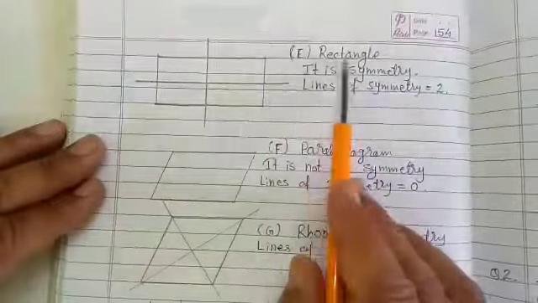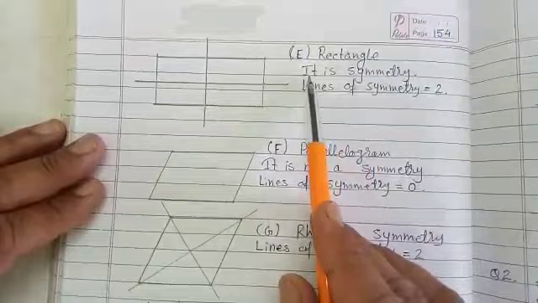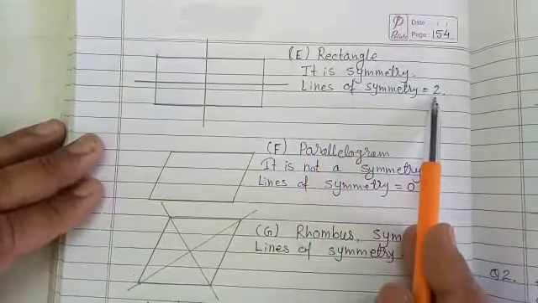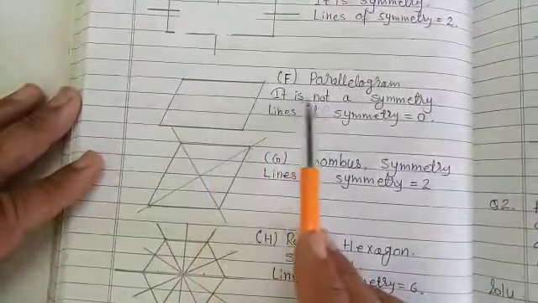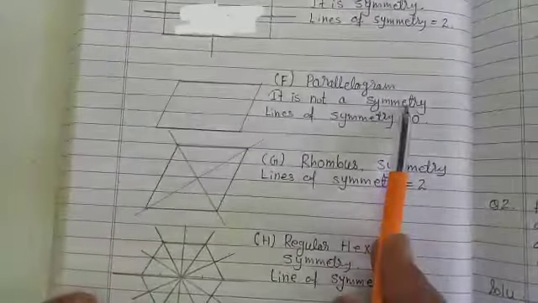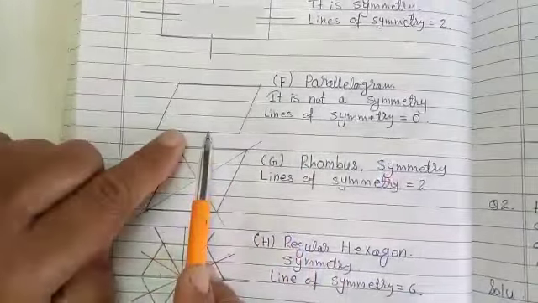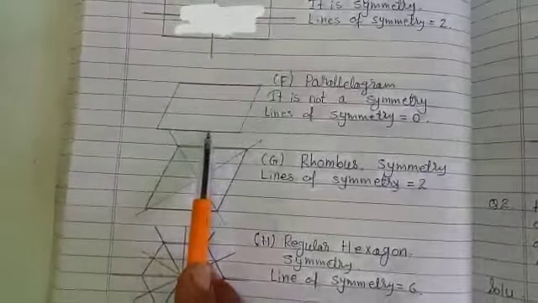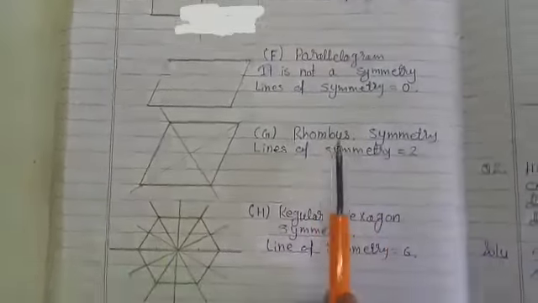Now the next figure is figure E, that is a rectangle. Just now in the points we have seen it is a symmetrical figure. How many lines of symmetry? 2 lines of symmetry. Figure F, parallelogram. It is not symmetrical. In a parallelogram, opposite sides are equal and parallel, but we cannot draw a line of symmetry. Symmetry means straight. If we draw a straight line, then this part is greater and this part is smaller. That's why it cannot be a symmetrical figure. So lines of symmetry is 0.